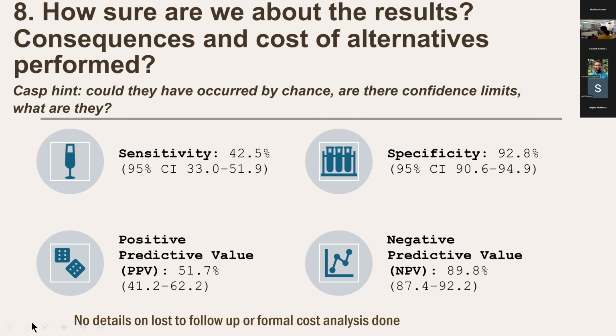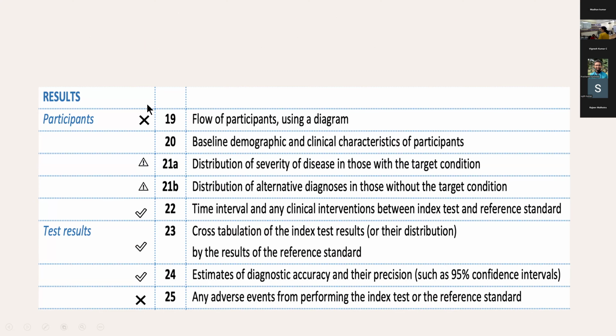All of them had confidence intervals. The confidence interval was a bit wide in sensitivity, and anyway, it was only 42. It was not a great test. But again, there were no details on the loss to follow-up, and a formal cost analysis was not done. So again, this is the study.